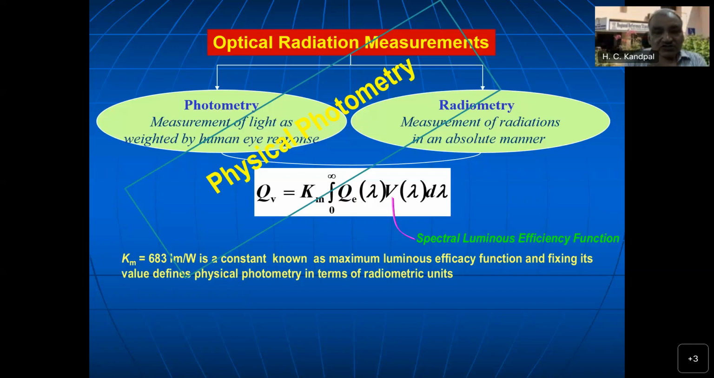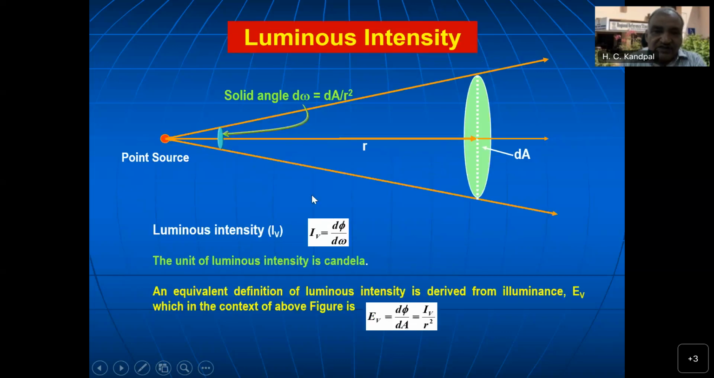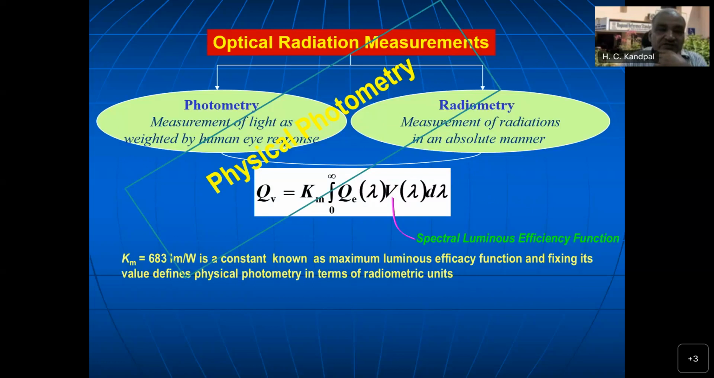So once you have a system which can measure the energy of light stimuli, and you weight that, and you make a system which is very close to the human eye response, that is V lambda, then you are doing this measurement in terms of energy, and when it is multiplied by this Km, it will be the photometric parameter you have defined.